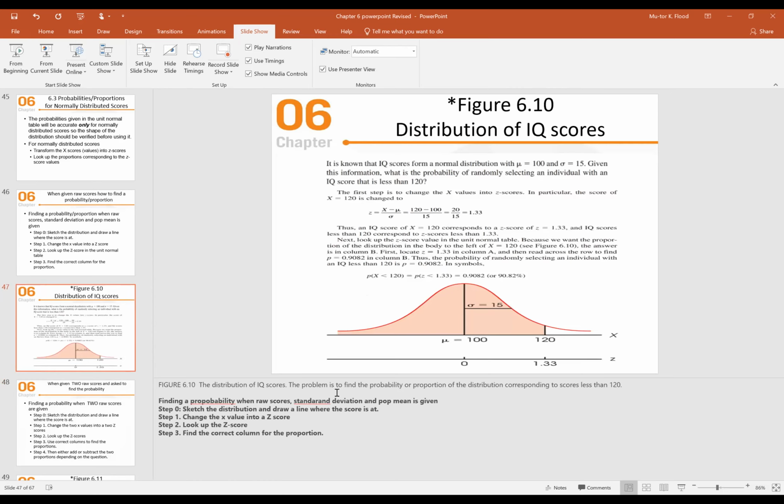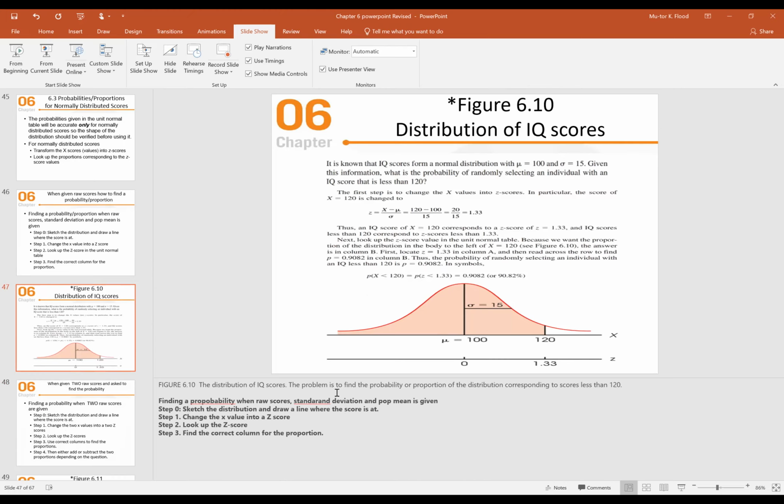So let's see a question for that one, right? It is known that IQ scores form a normal distribution with a population mean of 100 and a standard deviation of 15. So given this information, what is the probability of randomly selecting an individual with an IQ score that is less than 120?